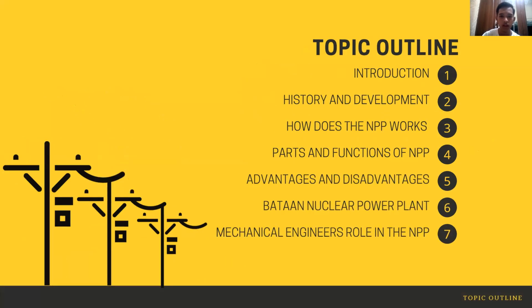So the topic outline, or the content of our report. The first one is introduction, second is history and development, the third is how the NPP, or nuclear power plant, works. Number 4 is parts and functions of a nuclear power plant. 5 is advantages and disadvantages. 6 is Bataan Nuclear Power Plant, and 7 is the mechanical engineer's role in the nuclear power plant.